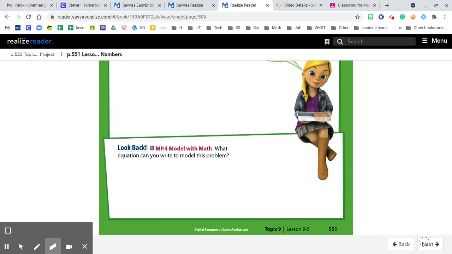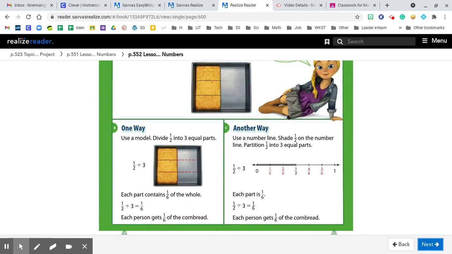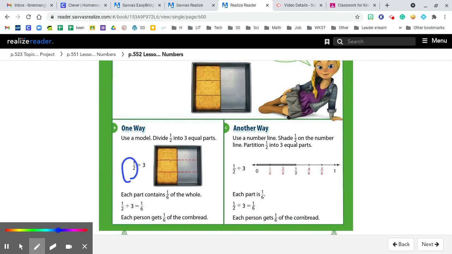Okay, so we're moving on here. On the next page, we have half a pan of cornbread, just like we had half a pan of lasagna. Ann, Beth, and Chuck are sharing the leftovers equally. What fraction of the original cornbread does each person get? So we're starting with a half, and we want to divide it by 3 different people.